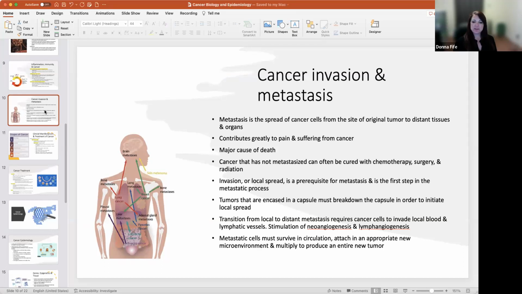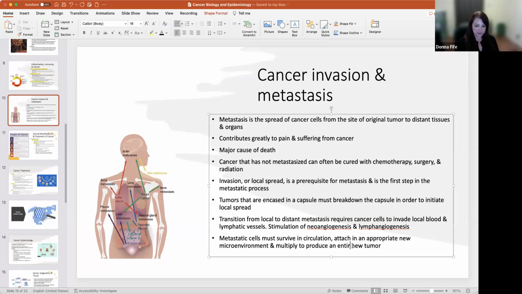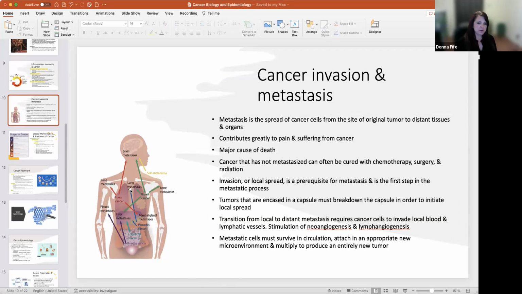Transition from local to distant metastasis requires cancer cells to invade local blood and lymphatic vessels, and there's stimulation of neoangiogenesis and lymphangiogenesis. In the transition, metastatic cells must survive in circulation. They attach in a new, appropriate microenvironment, and they multiply to produce an entirely new tumor. And here's just a picture showing the different areas of cancer and the likelihood of spread to different areas of the body.